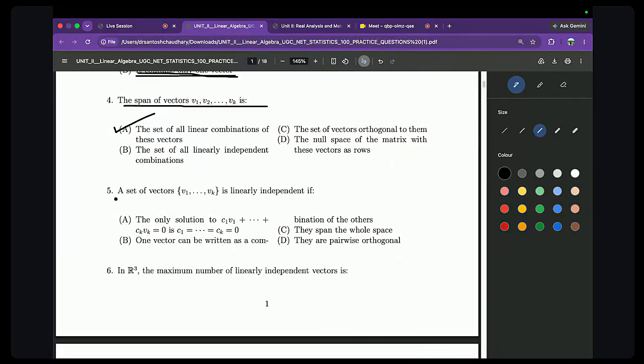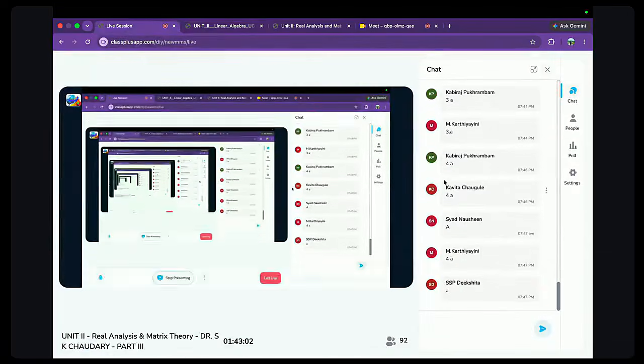Fifth, the set of vectors v1, v2, ..., vk is linearly independent if. So what do you think? Why is it linearly independent? The only solution of this is this. Only one vector can be written as the combination of the others. They span the whole space and they are pairwise orthogonal. So again, in all of these A seems right, na? It is talking about independence, about linear independence. So okay.